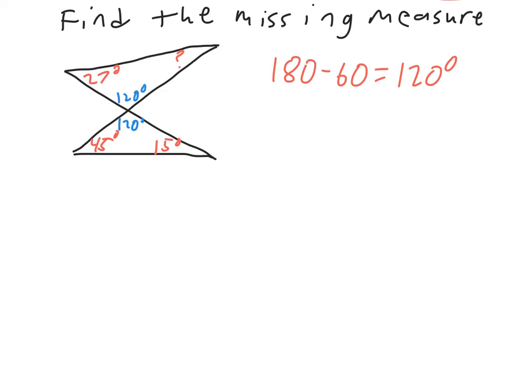So then we can just look and say, this is 27, this is 120, so this must be 180 minus these two. So 180 minus 147, which is 120 plus 27, will give us 33. So our question mark is 33 degrees.